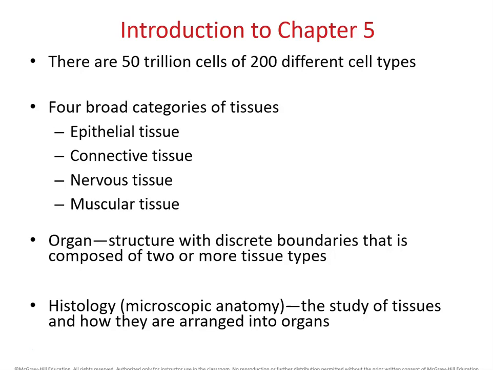Please keep in mind what an organ is. An organ is a structure that has a discrete boundary. You can tell what is part of the organ and what is not part of the organ. And the organ has to be made of two or more tissue types in order to have that classification. Also, histology, we've talked about this definition before. Histology is the study of tissues.